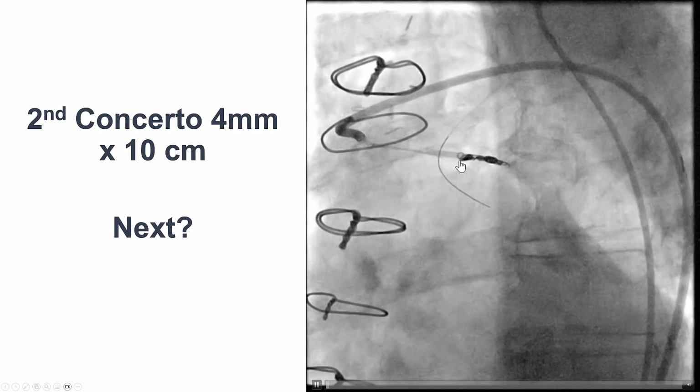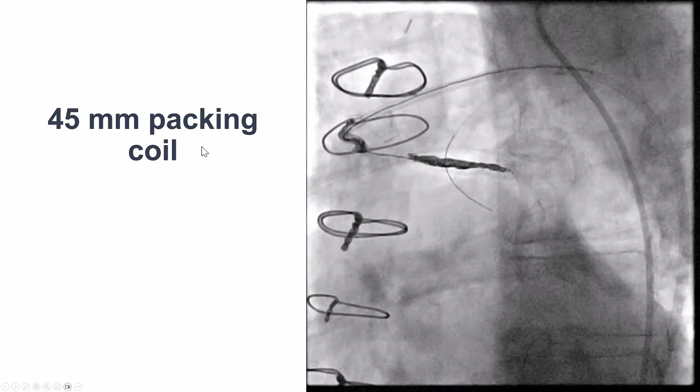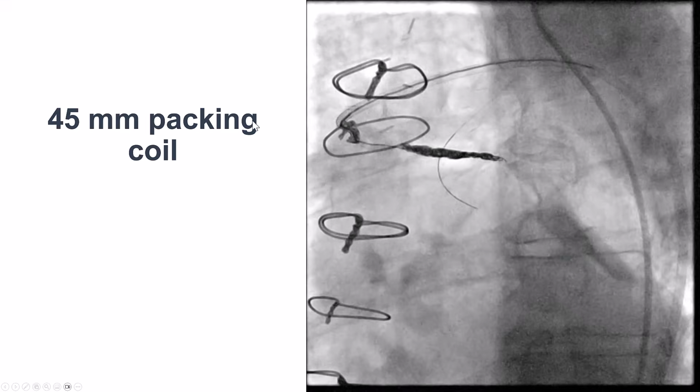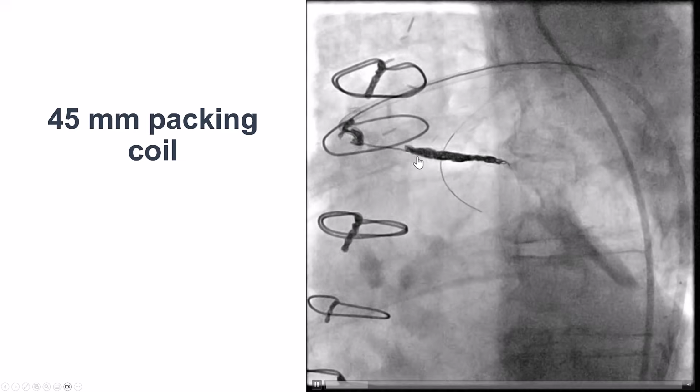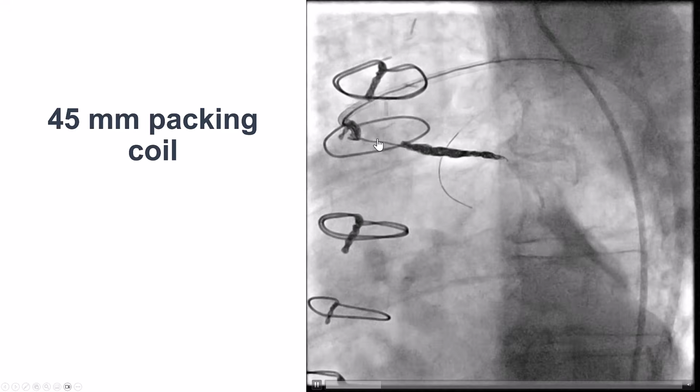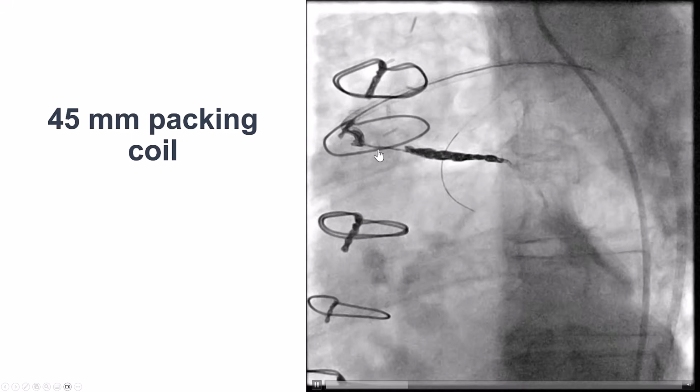Because there was still flow, we placed another coil, but there was still some antegrade flow. And then we finally tried to put a larger one, a packing coil, which is a Penumbra coil. It requires a larger microcatheter. But this ended up being too large. And in the process, the microcatheter position was lost.